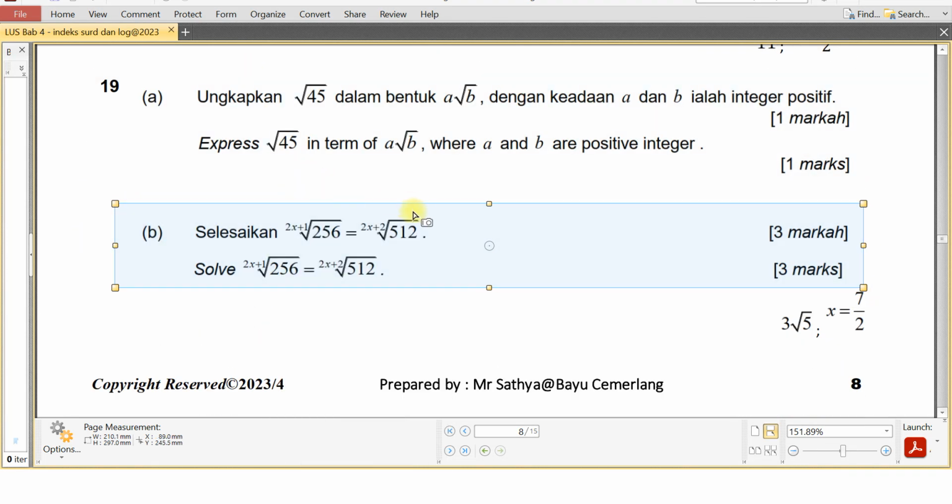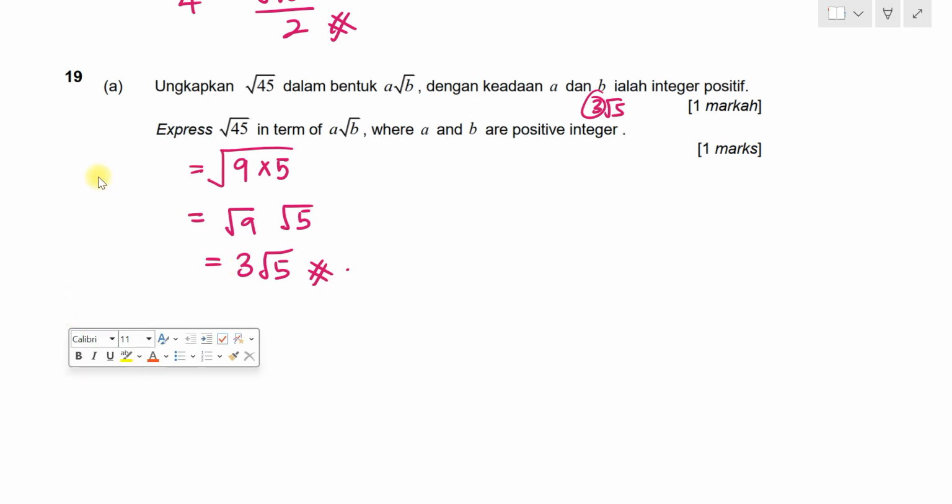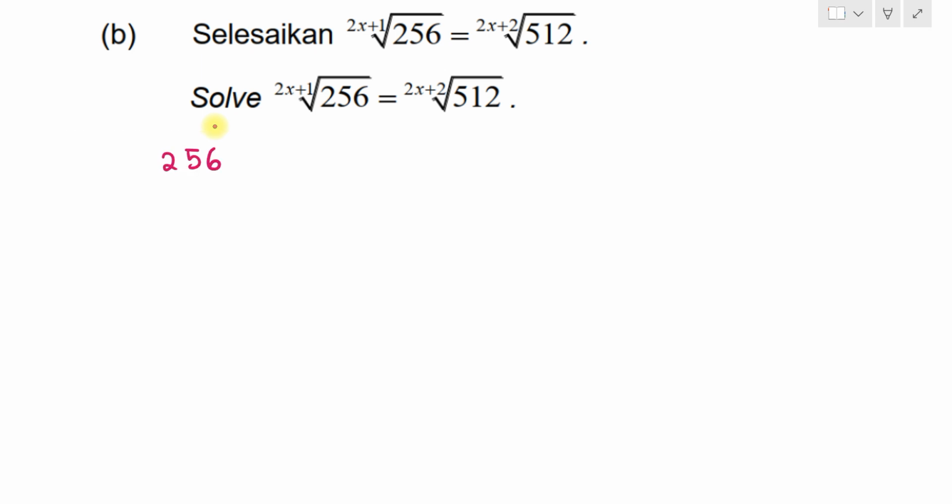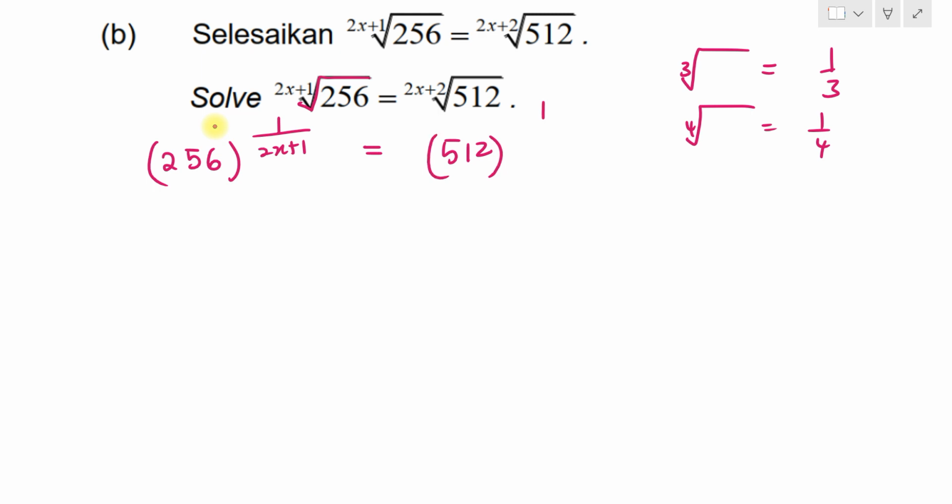Okay, next one looks fishy. Right, solve this. Okay, no problem, don't panic. You see square root then you panic. Okay, this one is what? Power root. If like this, what we put? Power 1 over 3. If like this, what? 1 over 4, the power. So 1 over 2x plus 1. That's all. Is equal to 512 to the power 1 over 2x plus 2.